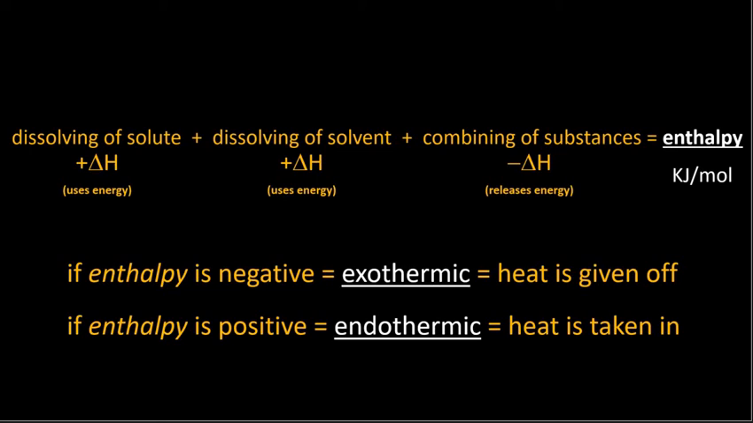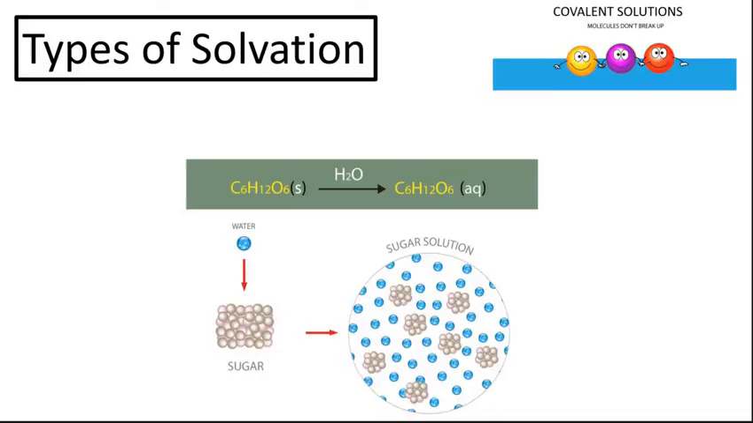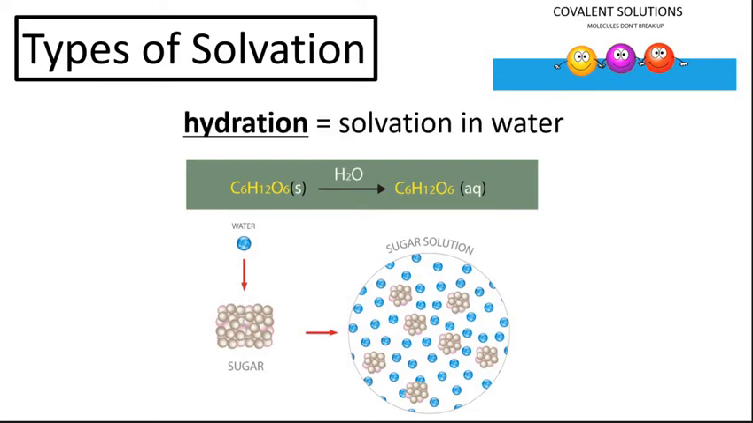Now, there are different types of solvation. The most basic type is if you're talking about dissolving a covalent substance like sugar into water. This is called hydration. Anything that's being dissolved in water is hydration. You can't think of it the same as, you're thirsty, you drink water, you're hydrated. It's not the same thing. This means that things are being dissolved in the water.